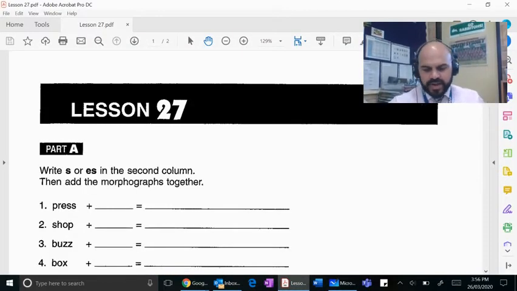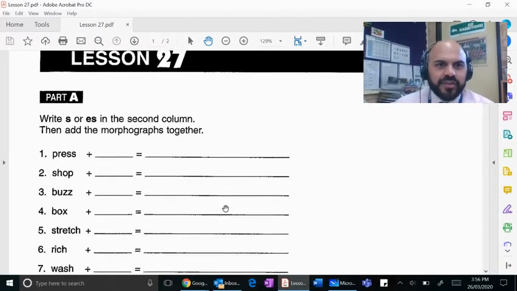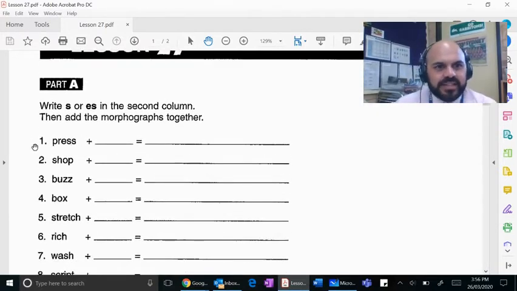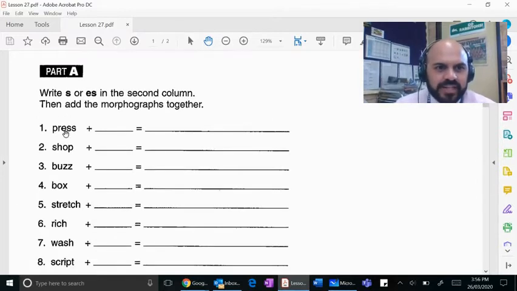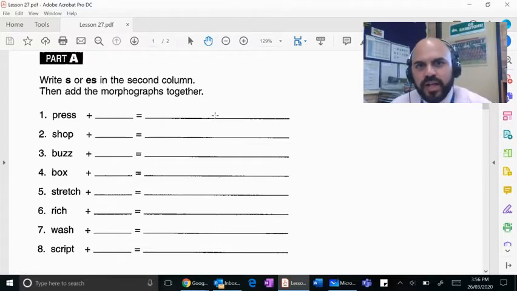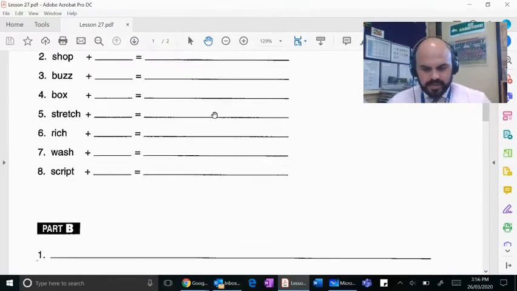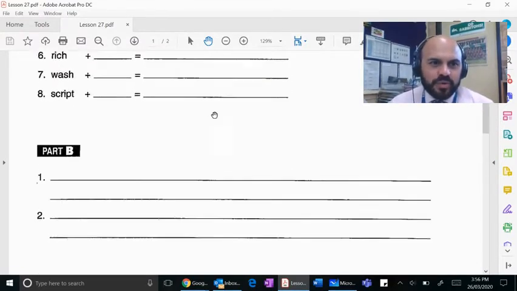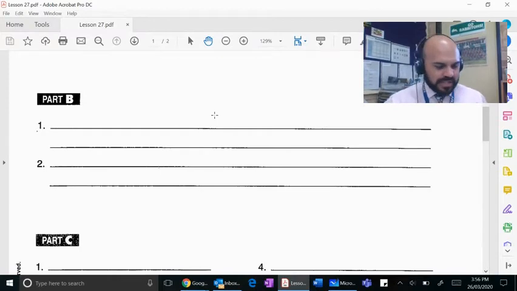Let's have a look at an example on our lesson, part A of lesson 27. The first one here says press. It ends in an SS, so we need to add an ES, and presses is spelled P-R-E-S-S-E-S. So we're making each of these words a plural by either adding an S or an ES. We write S or ES along here, and then we write the whole word here using that spelling rule that we just learnt. Okay, when you finish that section, we'll go down to part B. Remember, you can pause this as we go if you fall behind to finish off your writing.